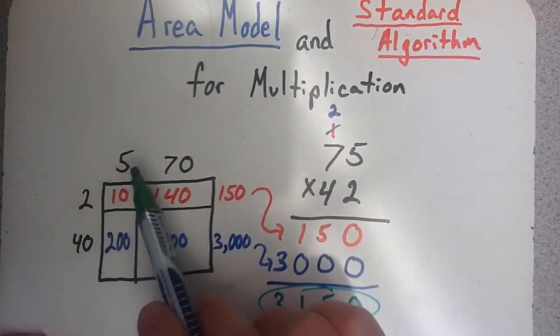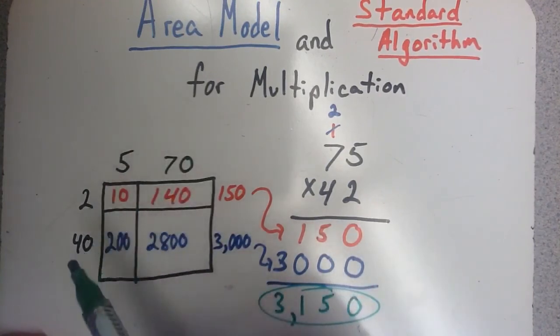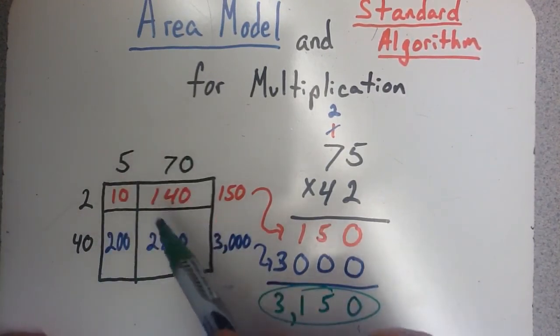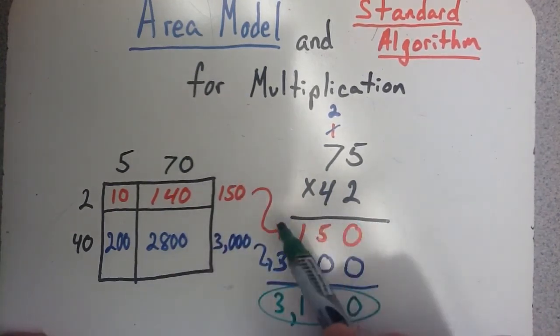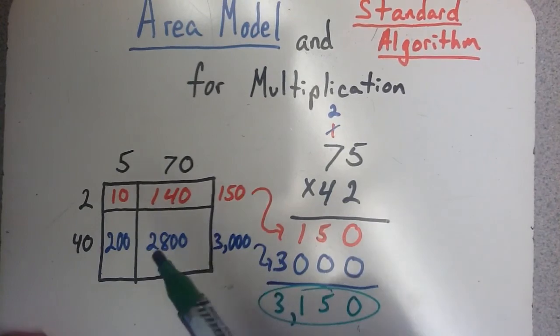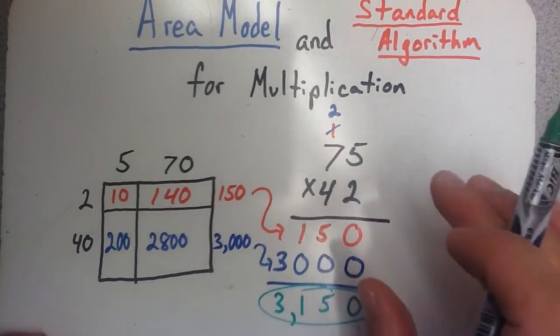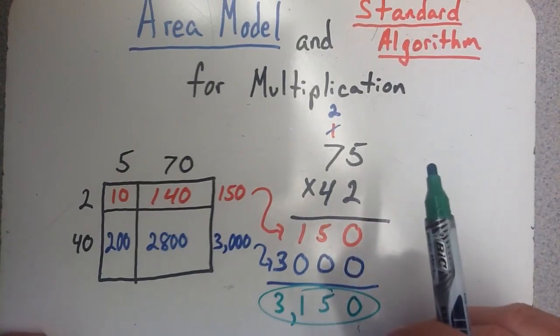So if you set it up, breaking apart the ones and the tens, the value of the ones and the tens, this row equals your top row in your algorithm. The second row will equal your second row in your algorithm. And you can extend this area model to mirror 3- and 4-digit algorithms also. Thank you.